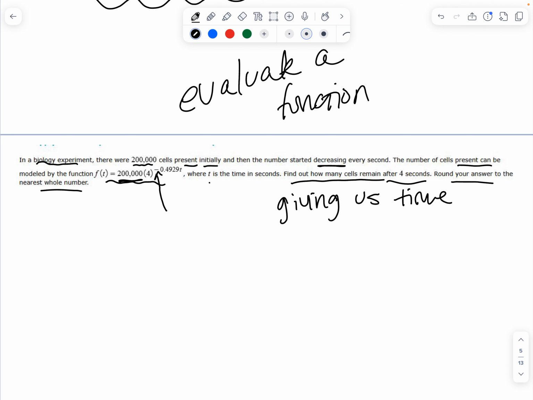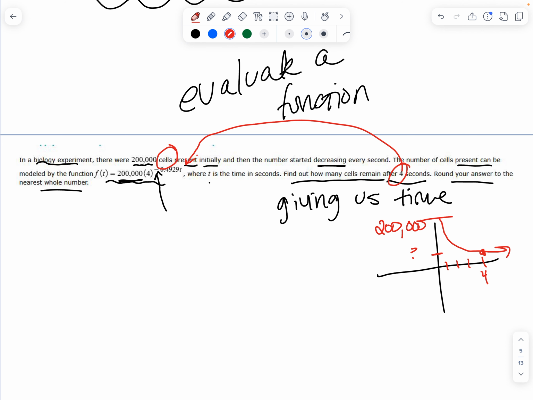Okay, so this is an exponential decay function. So it looks like it's probably doing something like that. And it looks like initially there was 200,000 of these cells, and they're looking to see after 1, 2, 3, 4 seconds, it's going to be less, right? It's going to be somewhere down here. That's the question. All right, so since we're given time, we're just going to put 4 right into T.